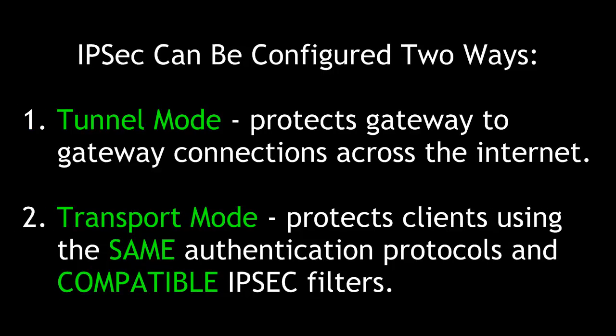IPSec can be configured two ways. The first is tunnel mode. This protects gateway-to-gateway connections across the internet. The second method is transport mode, and this protects clients using the same authentication protocols and compatible IPSec filters, usually on a local area network.